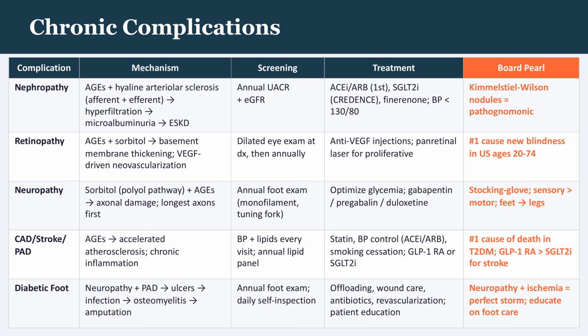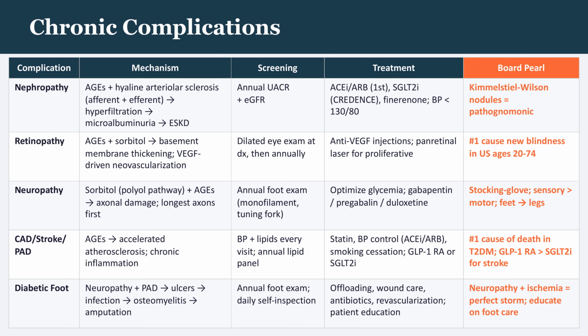Neuropathy affects about 50% of patients with long-standing diabetes. The classic presentation is distal symmetric polyneuropathy in a stocking-glove distribution with sensory loss preceding motor loss, and the longest axons in the feet and legs affected first.